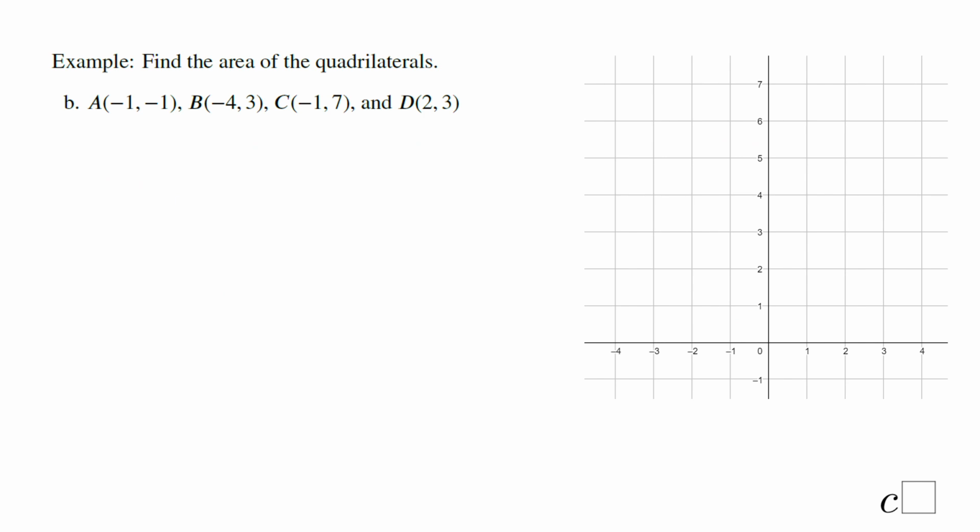The second one, a very similar one, and I will do the same thing. I will plot the points. The first point, -1 and -1. Go one left, one down, right here. B, -4 and 3. Go 4 left, 3 up. C, -1 and 7. 1 left, 7 up, right here. And D, 2 and 3, 2 right, 3 up. So what is this shape here?